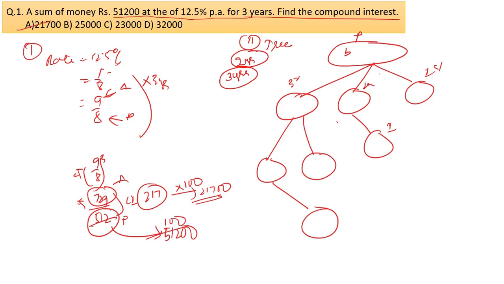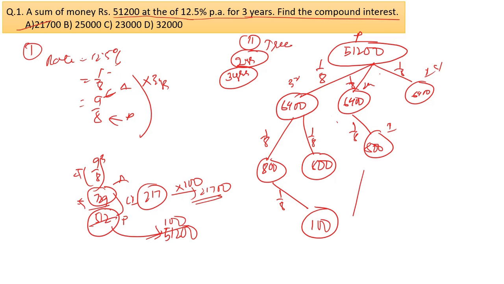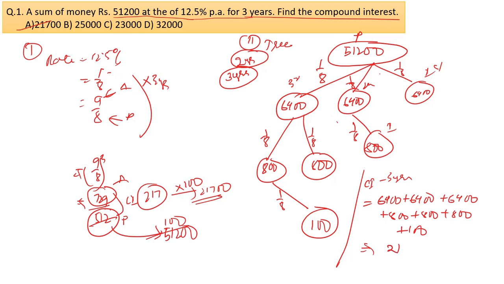Here the principal is 51200, and the rate is 12.5, that is 1 by 8. We have 6400, again here 6400, because it is 1 by 8 each time. Again 1 by 8, this is 800, 1 by 8, that is 800, 1 by 8, this is 800, again 1 by 8, this is 100. Hence the compound interest for 3 years is 6400 plus 6400 plus 6400 plus 800 plus 800 plus 800 plus 100. Then we have 21700.